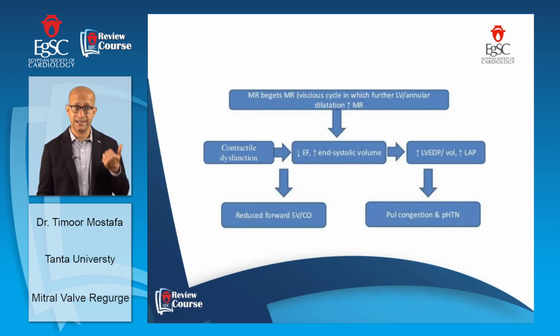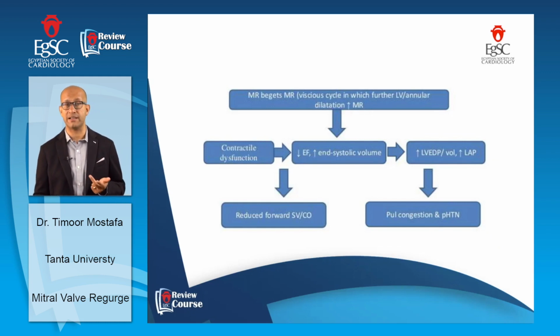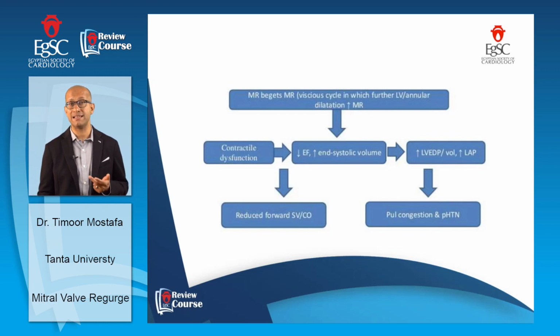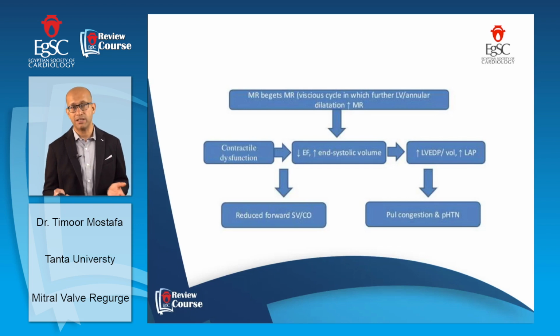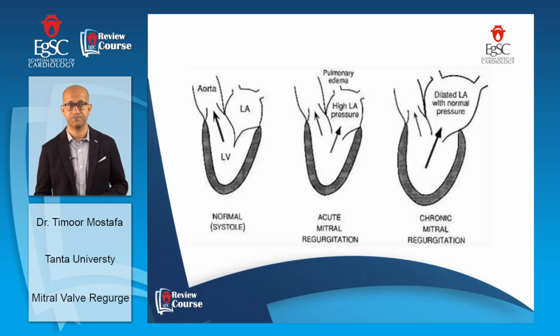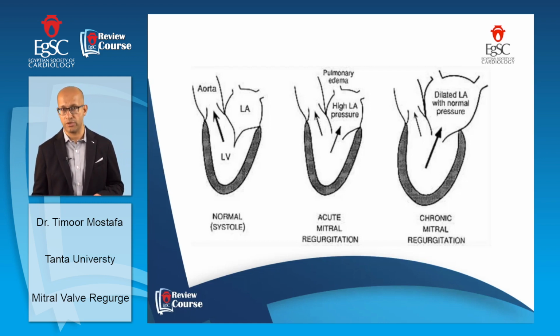It will end by contractile dysfunction, reduction of ejection fraction, and increase in the end systolic volume, increasing the left ventricular end diastolic pressure and volumes, and increase in the left atrial pressure. So finally, we'll have a reduced forward stroke volume and cardiac output, and we will have also pulmonary congestion and pulmonary hypertension. And this diagram shows us the normal on the left side. In the middle, we can see the acute mitral regurgitation with high left atrial pressure, chronic mitral regurgitation on the right side with dilated left atrium with normal pressure.